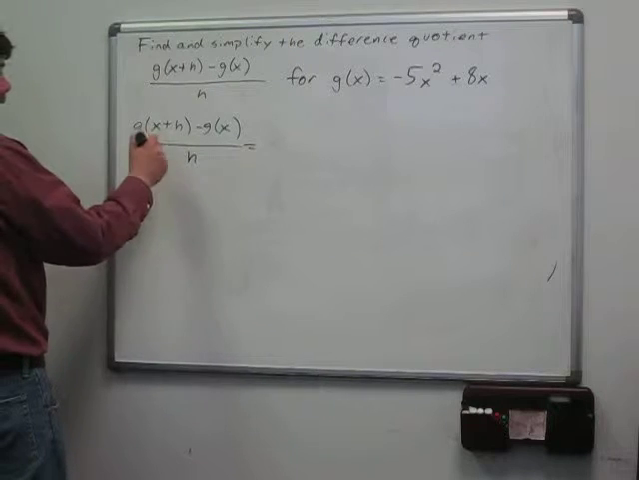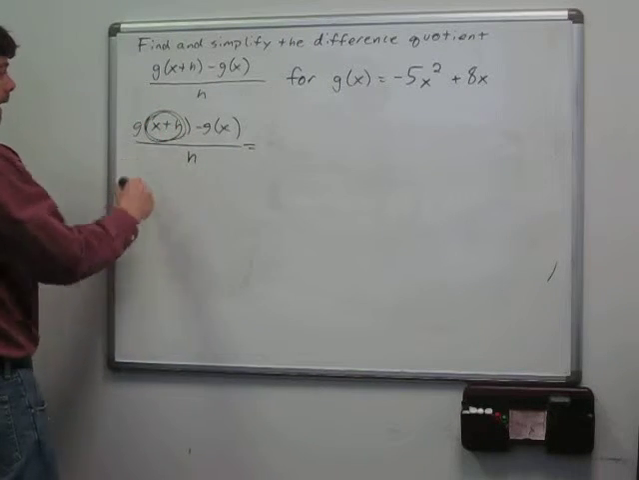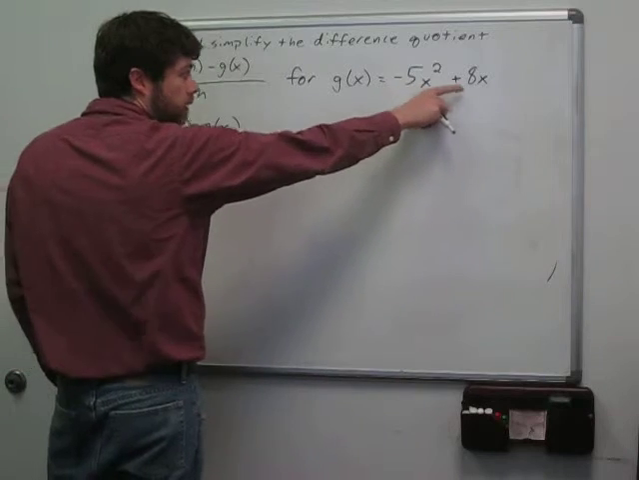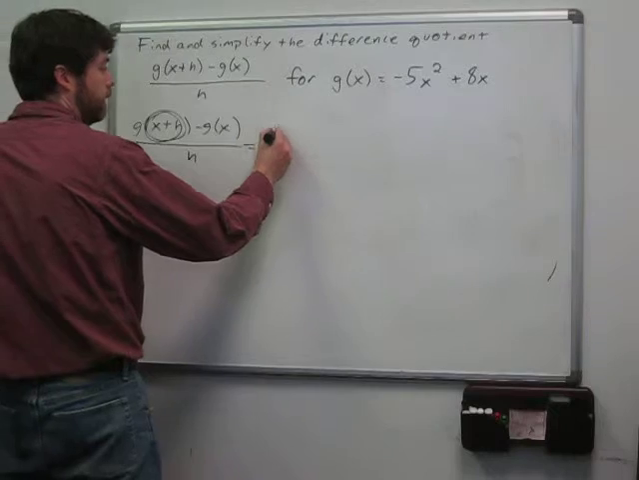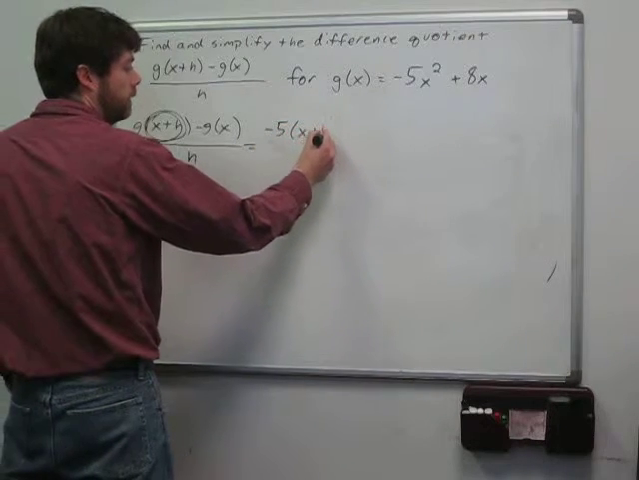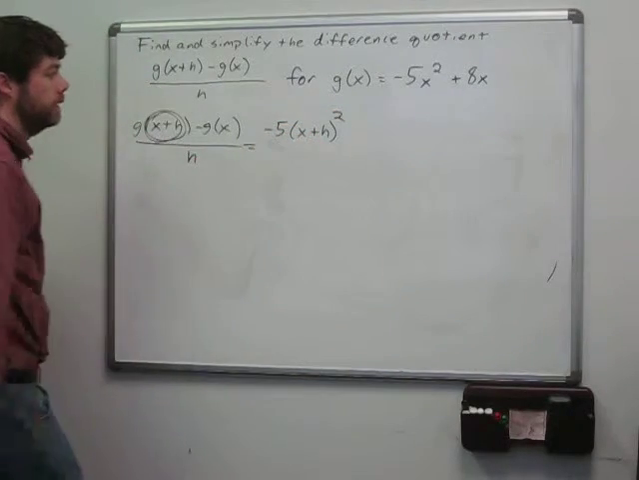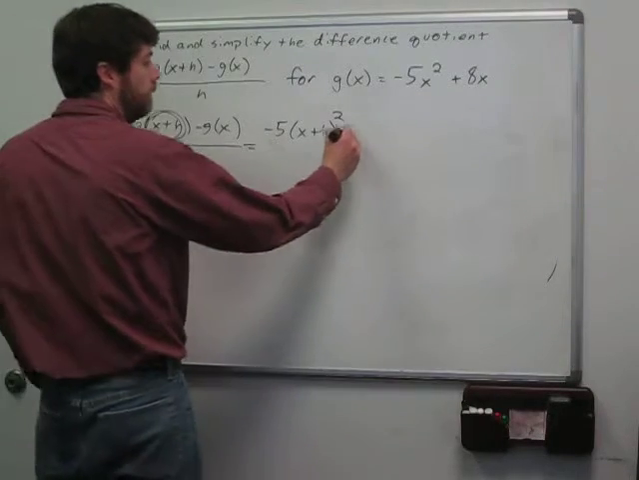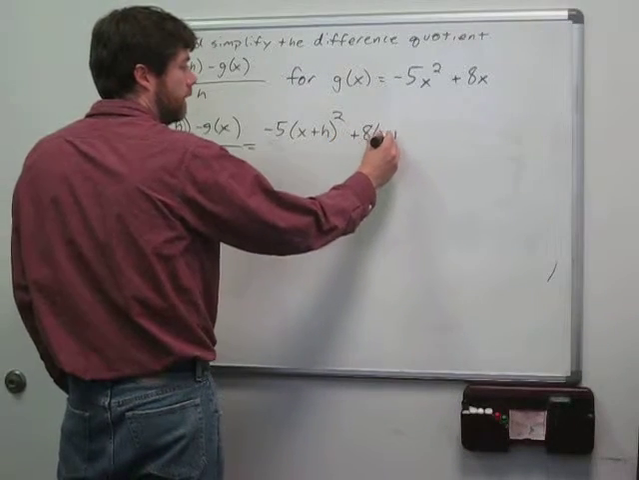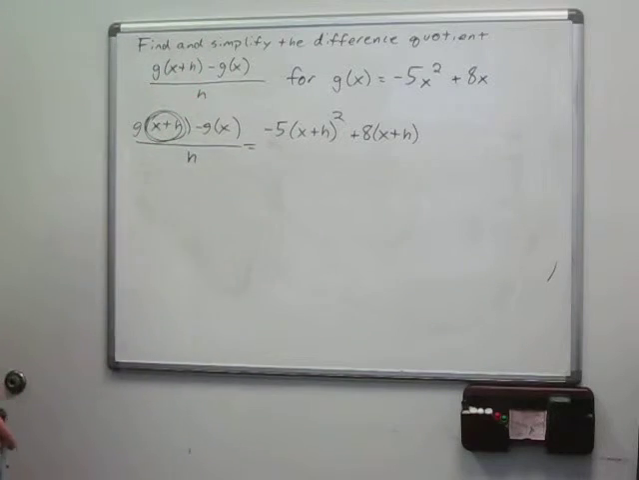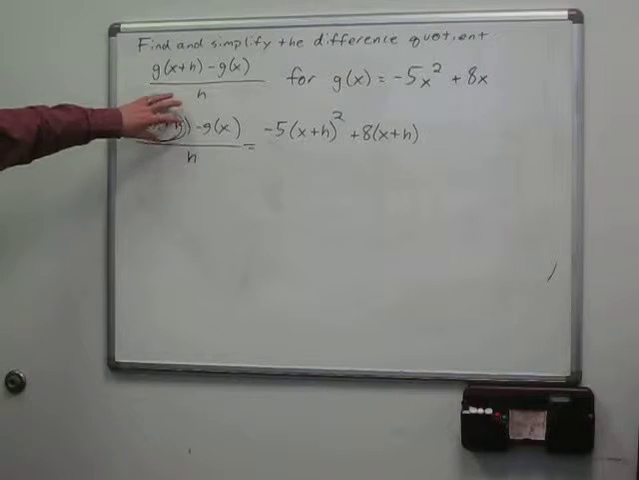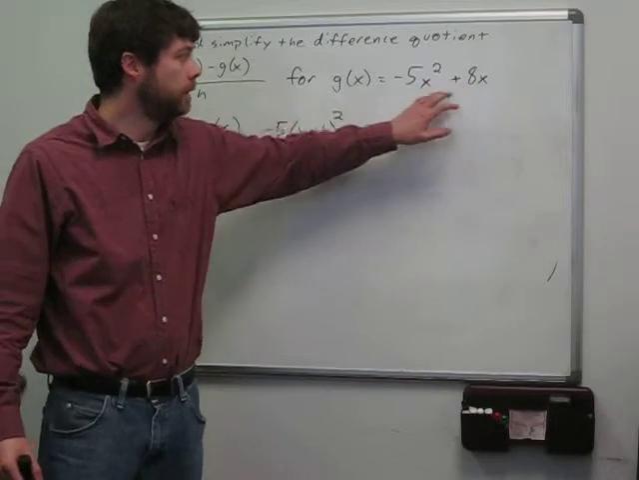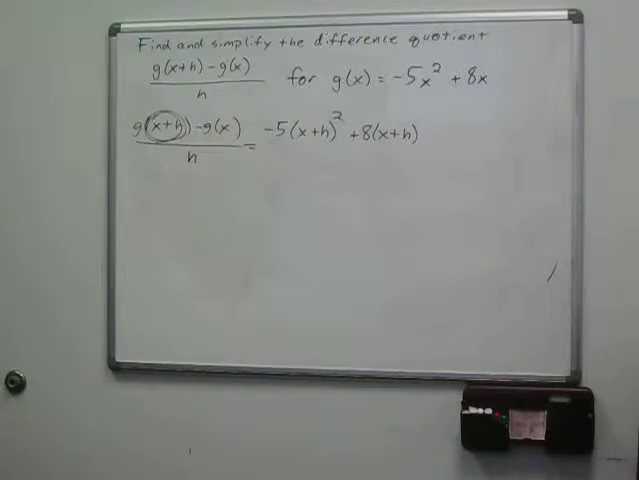G of x plus h, I'm going to take the expression x plus h and plug it into all my x's that I see in my function g. So that's negative 5 times the quantity x plus h squared plus 8 times x plus h. Okay. And again, this is just what this notation is telling us to do. Take whatever expression we see inside these parentheses and plug it into the x's in our function.